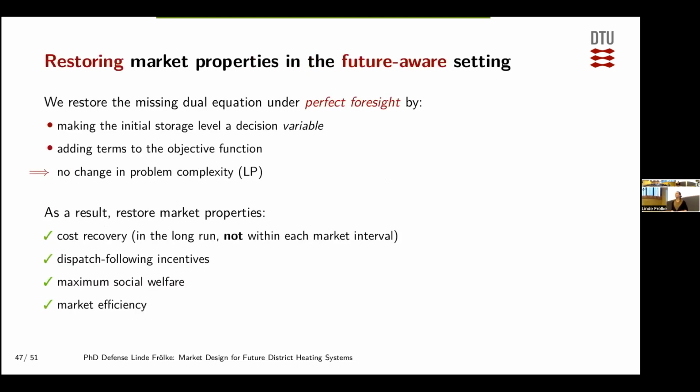A final contribution in this work is that we restore the market properties while remaining in this future-aware setting. And we do that by restoring this missing dual equation. That's done by making the initial storage level a decision variable and adding several terms to the objective function, while not changing anything in the complexity of the problem. So it remains a linear program. As a result, we can then guarantee all of the four market properties. However, the cost recovery is only ensured in the long run and not within each market interval, because the storage may be performing arbitrage between the different horizons.